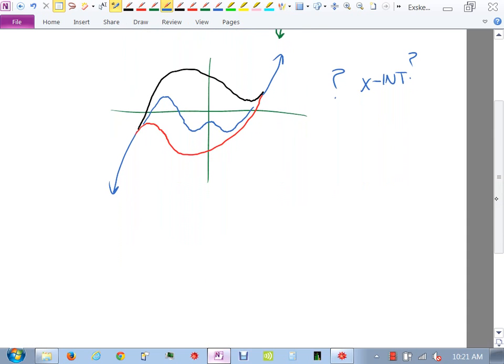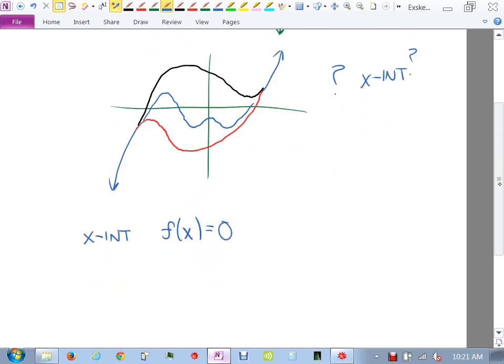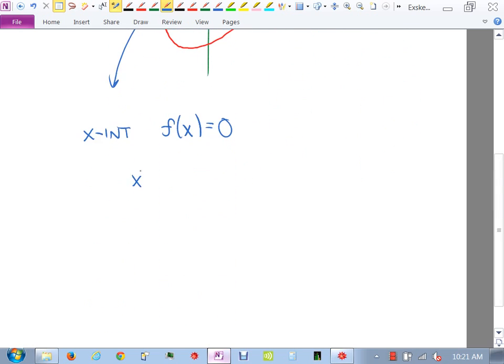Set the function to 0, right? So let me do the same thing. For x-intercepts, let me set my function equal to 0. And my function was up there, it was x cubed minus 5x squared minus 4x plus 20. I need to set that to 0. Yes, because there are 4 terms, right? Sorry, 4 terms. So let's try grouping and see what happens.